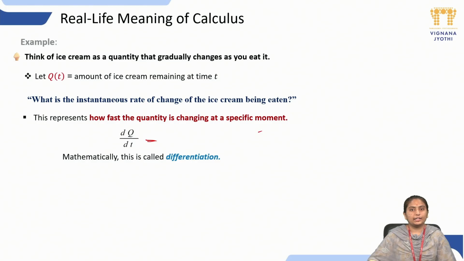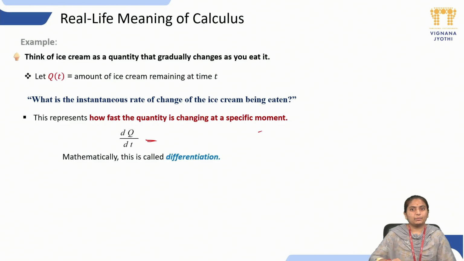Mathematically, let Q of t be the amount of the substance, the ice cream, at time t. And in general, we have a question: what is the instantaneous rate of change of ice cream being eaten? How do we calculate it from a mathematical perspective? This represents how fast the quantity is changing at a specific moment. We will call it the rate of change of the substance with respect to time. So instantaneously, at a particular time, how much ice cream has been eaten.